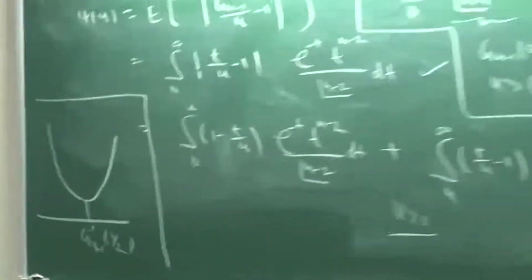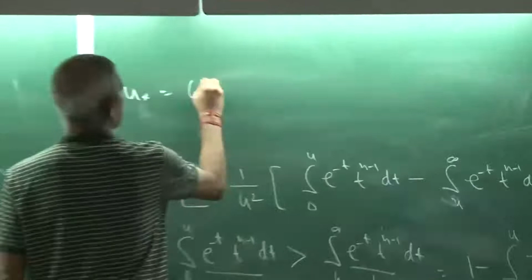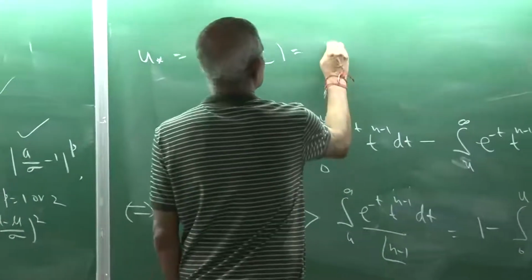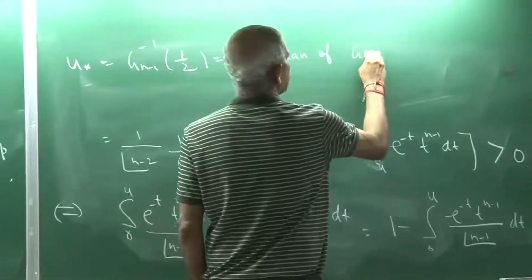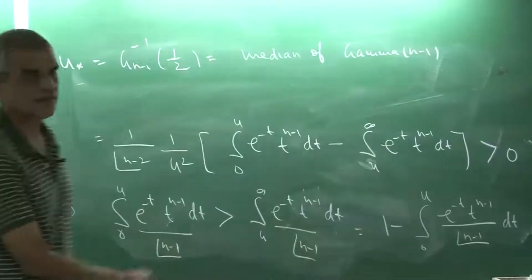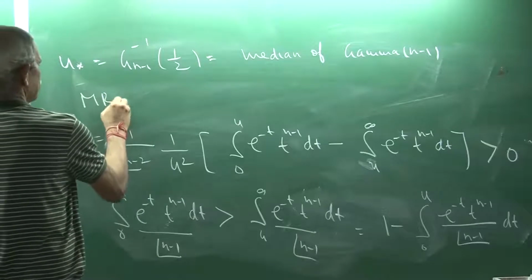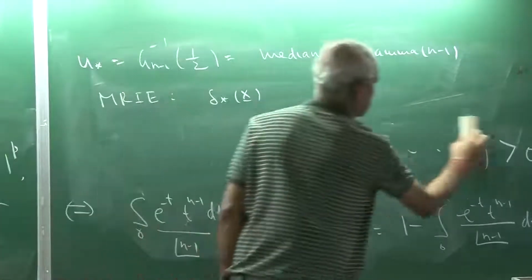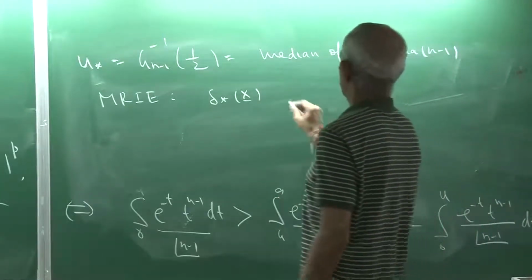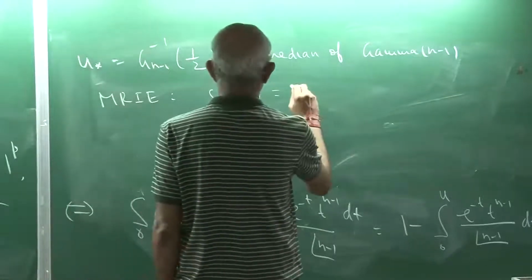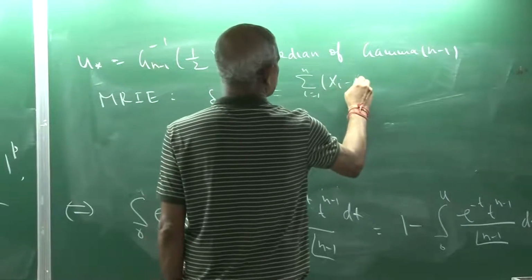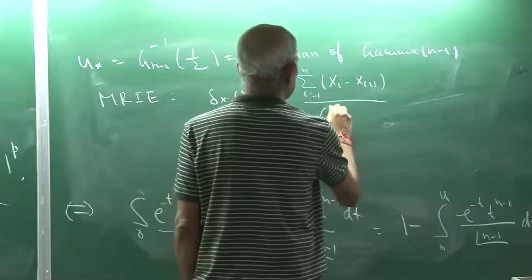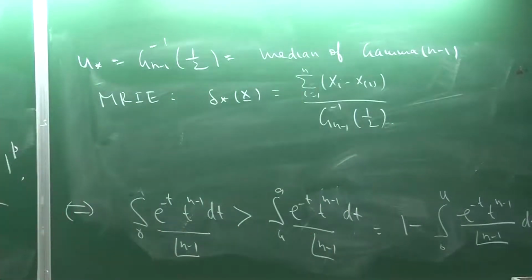So u star, that means G n minus 1 inverse half, which is basically a median of gamma n minus 1, standard gamma with shape parameter n minus 1. So what is the estimator? Delta star x, which is summation xi minus x1 divided by the median of gamma n minus 1, that is G n minus 1 inverse half.